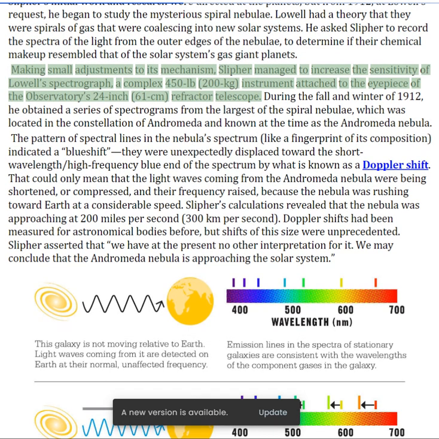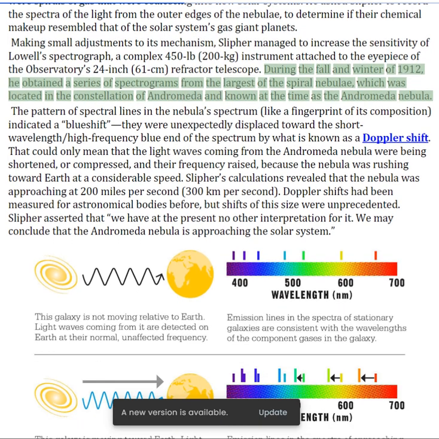Making small adjustments to its mechanism, Slipher managed to increase the sensitivity of Lowell's spectrograph, a complex 450-pound instrument attached to the eyepiece of the observatory's 24-inch refractor telescope. During the fall and winter of 1912, he obtained a series of spectrograms from the largest of the spiral nebulae, which was located in the constellation of Andromeda and known at the time as the Andromeda Nebula.